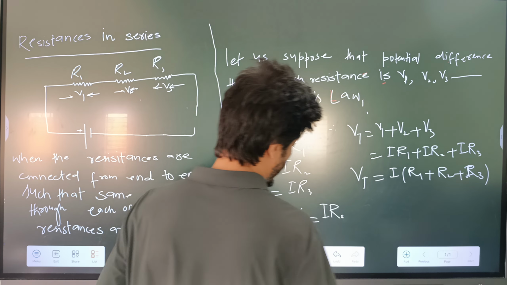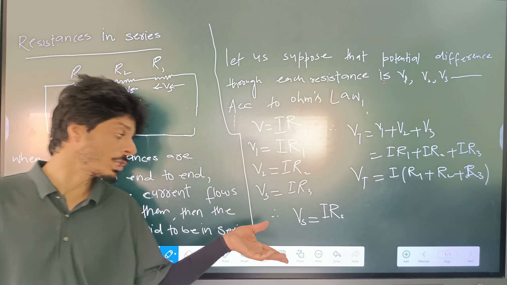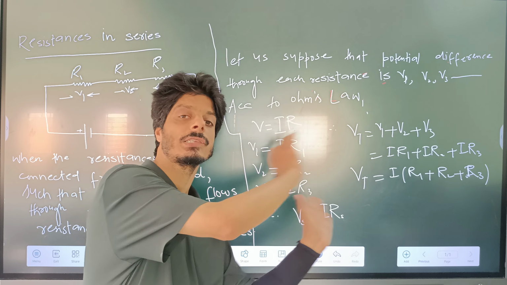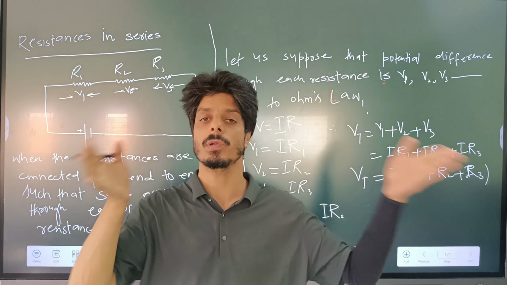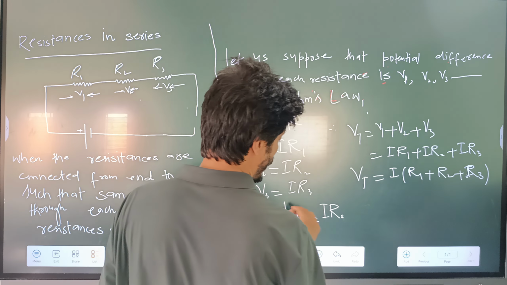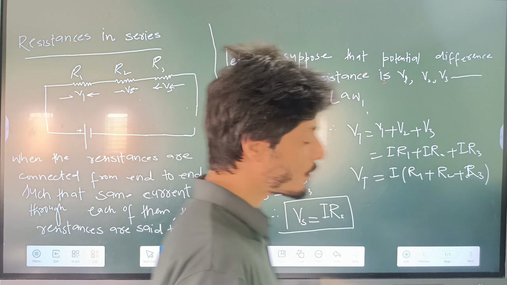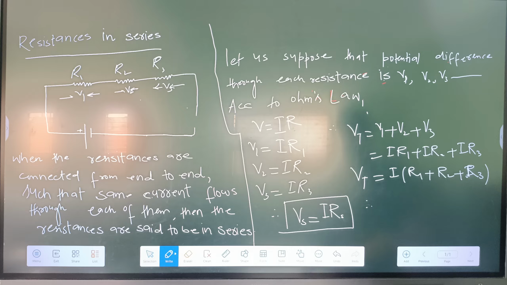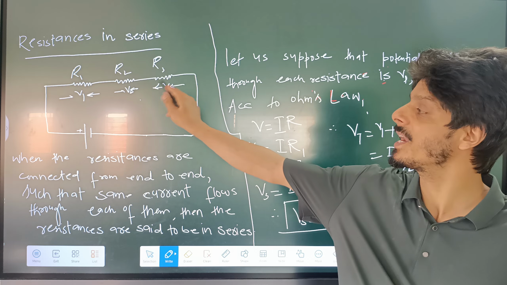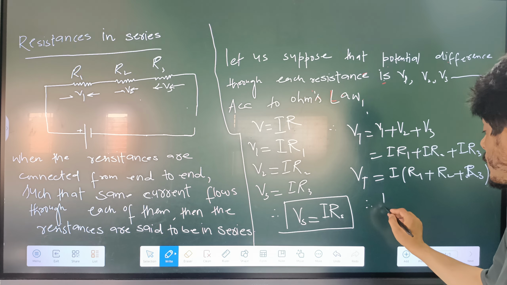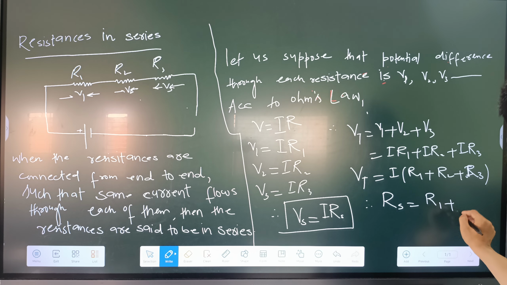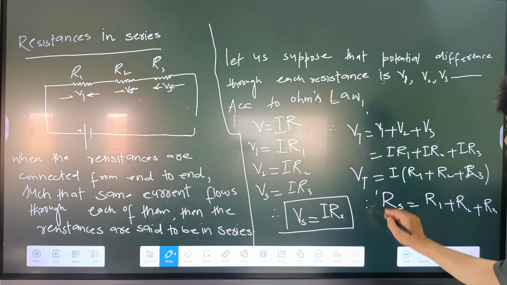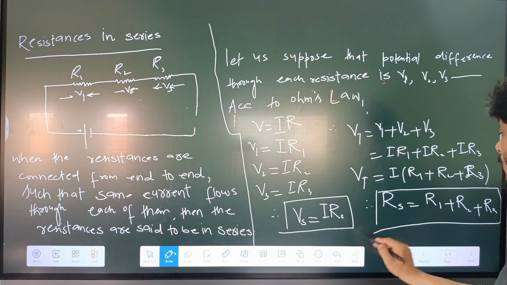What is Vs? Vs is the potential of the circuit when the resistances are connected in series, and Rs is the total resistance of the system when the resistances are connected in series. So this is Vs equal to I Rs. Therefore when the resistances are connected in series, that means from end to end, the total resistance in series is given by R1 plus R2 plus R3. So this is how to calculate the total resistance in series.